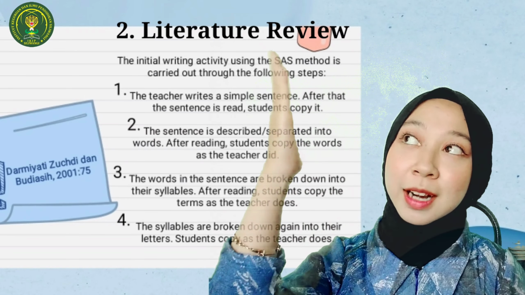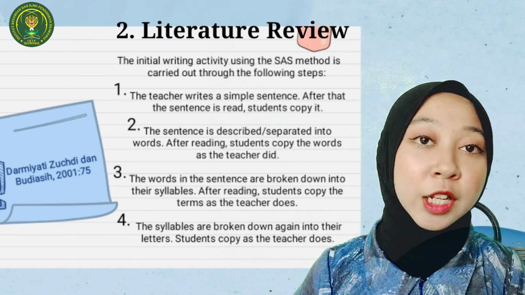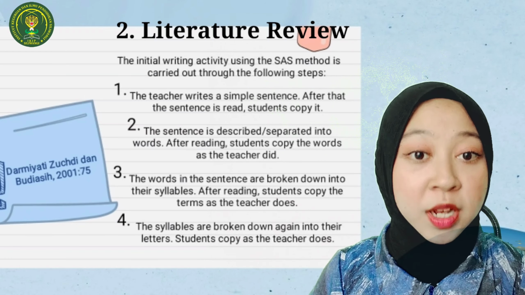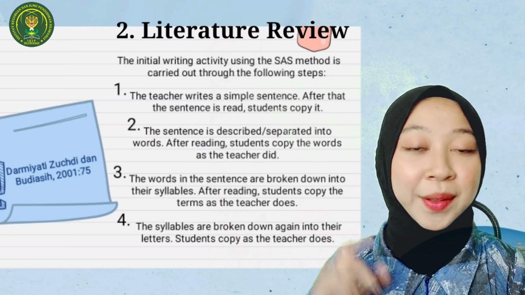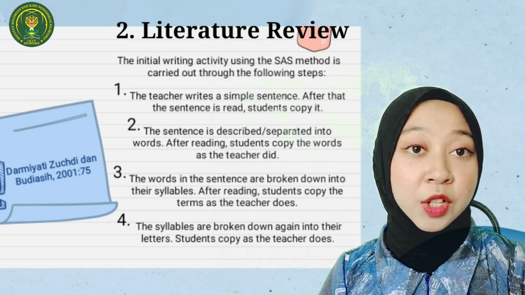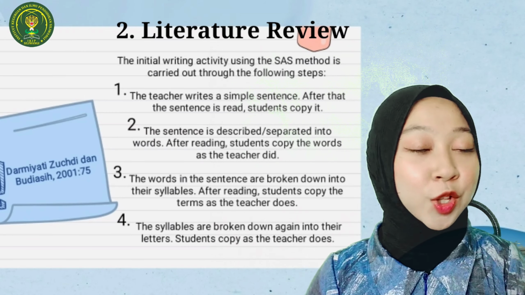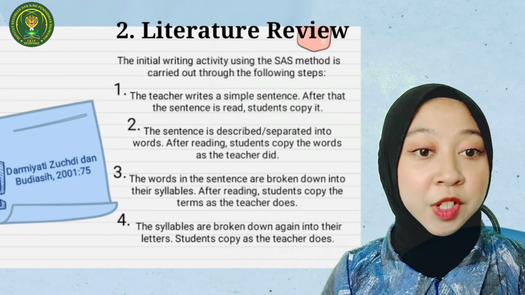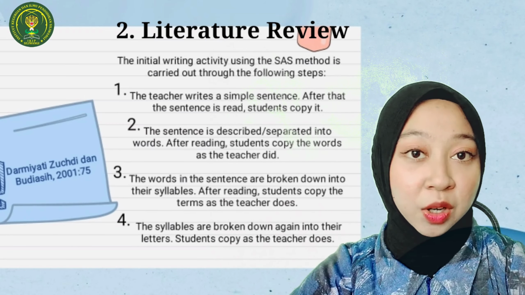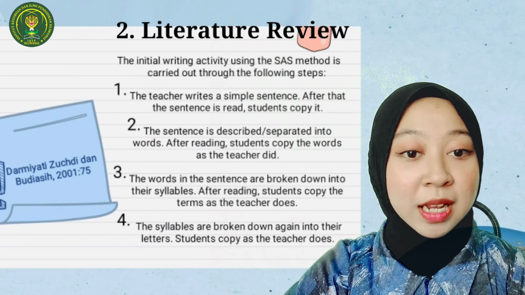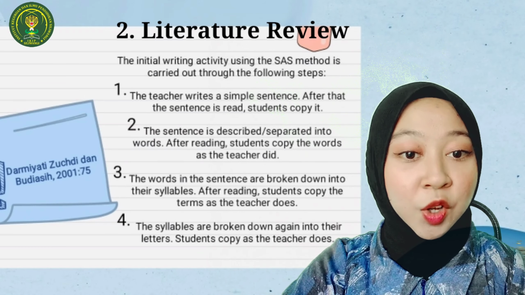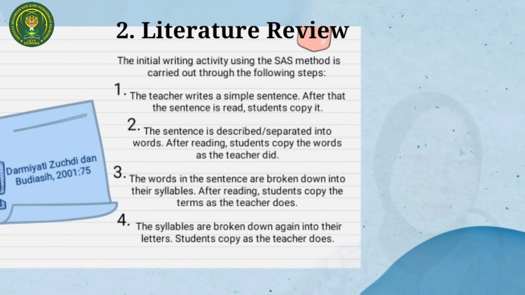Next, number 2, literature review. Menurut Darmiati Zudi and Budiasi, the initial writing activity using the SAS method is carried out through the following steps. 1. The teacher writes a simple sentence. After that, the sentence is read, students copy it. 2. The sentence is described separated into words. After reading, students copy the word as the teacher did. 3. The words in the sentence are broken down into their syllables. After reading, students copy the terms as the teacher does.